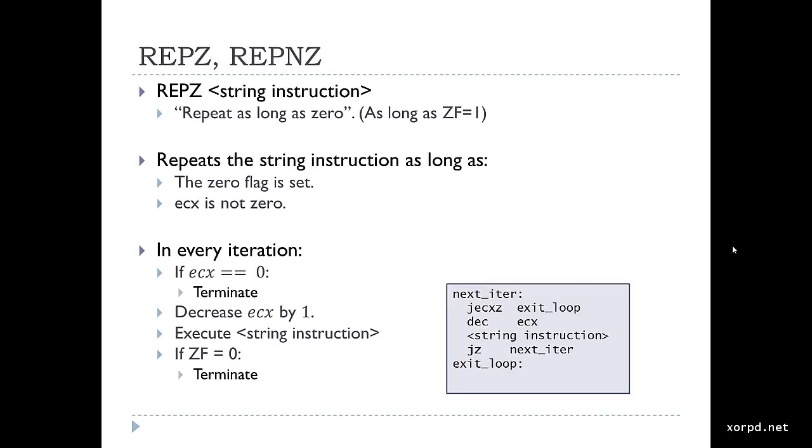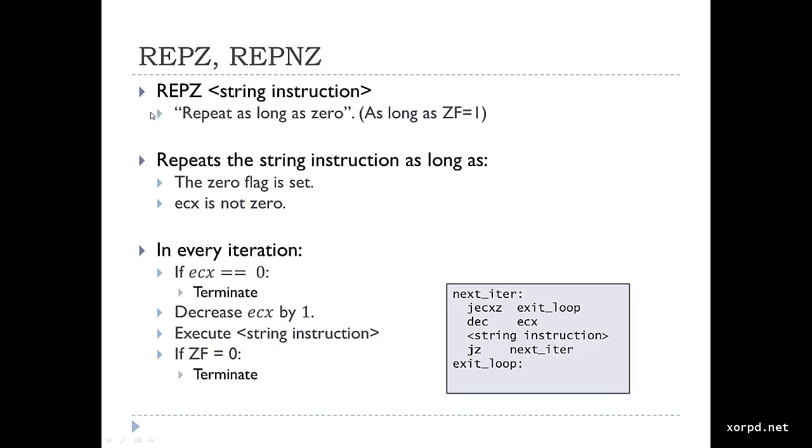We move on to the REP-Z prefix. It is basically the same as the REP-NZ prefix. It just has a different termination condition over the 0 flag. REP-Z could be remembered as follows: repeat as long as 0, as opposed to REP-NZ, where the condition is repeat as long as not 0. REPEAT-Z says repeat as long as 0. Another formulation is as long as the 0 flag is 1.